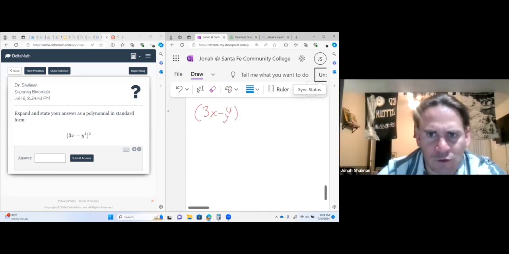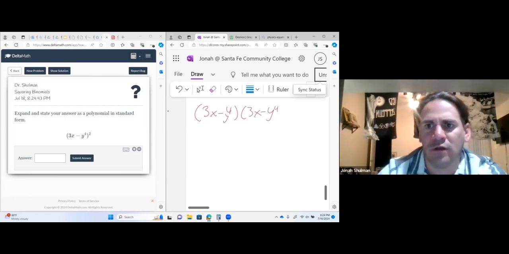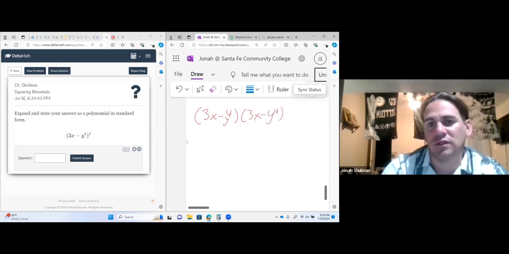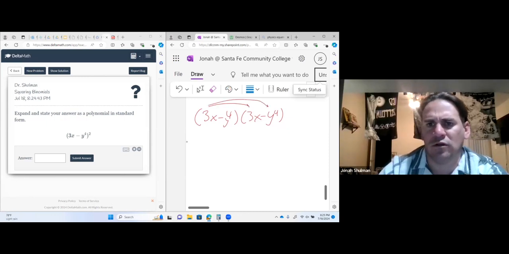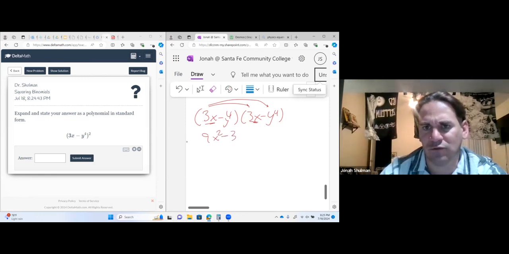3x minus y to the fourth. Since it's squared, I need another 3x minus y to the fourth. These get confusing. They get kind of tough. Just take your time with it, okay? 3x times 3x, that's 9x squared. 3x times negative y to the fourth is a negative 3x y to the fourth.